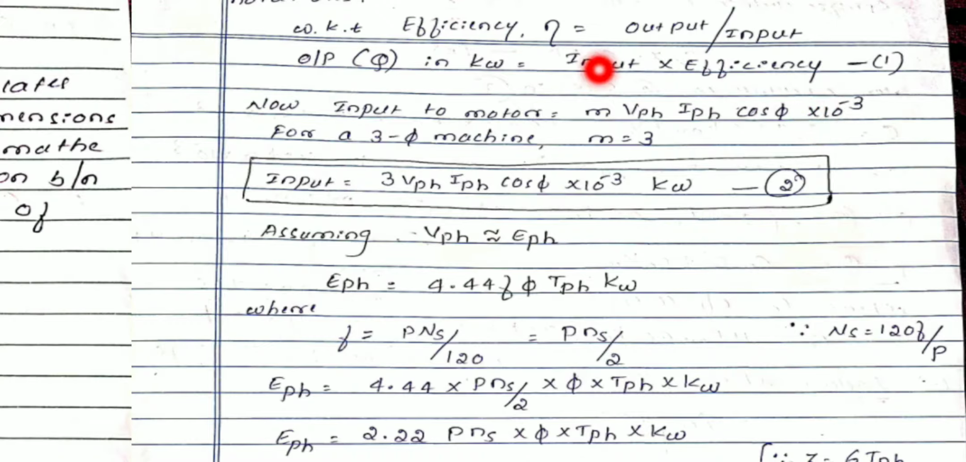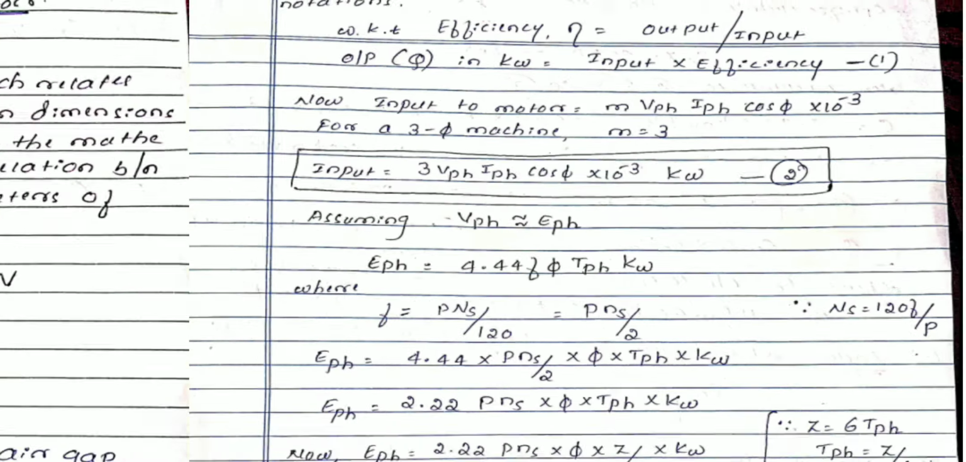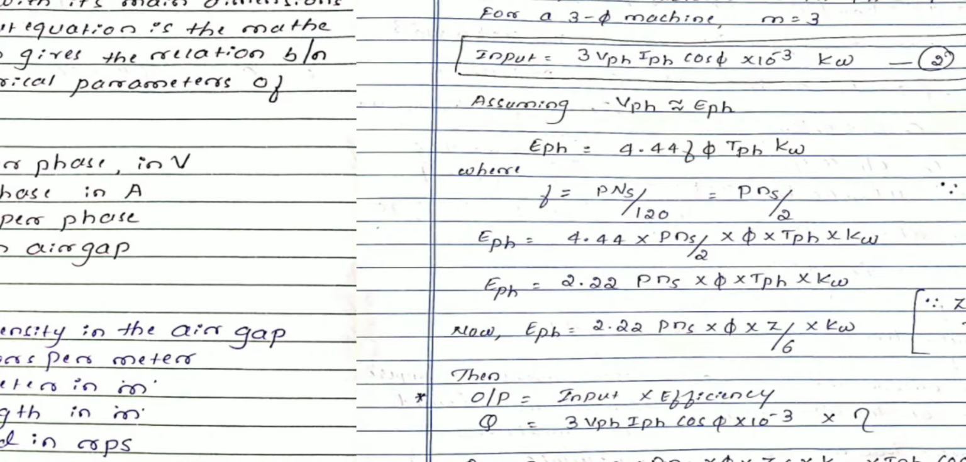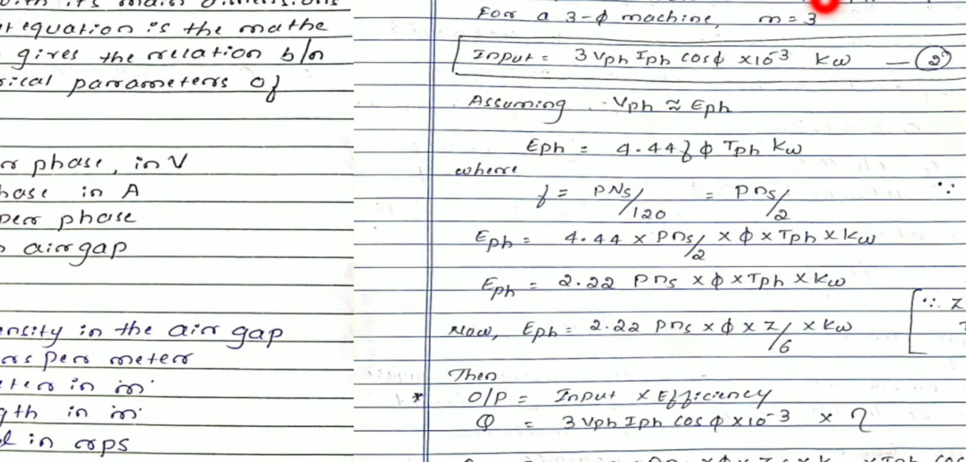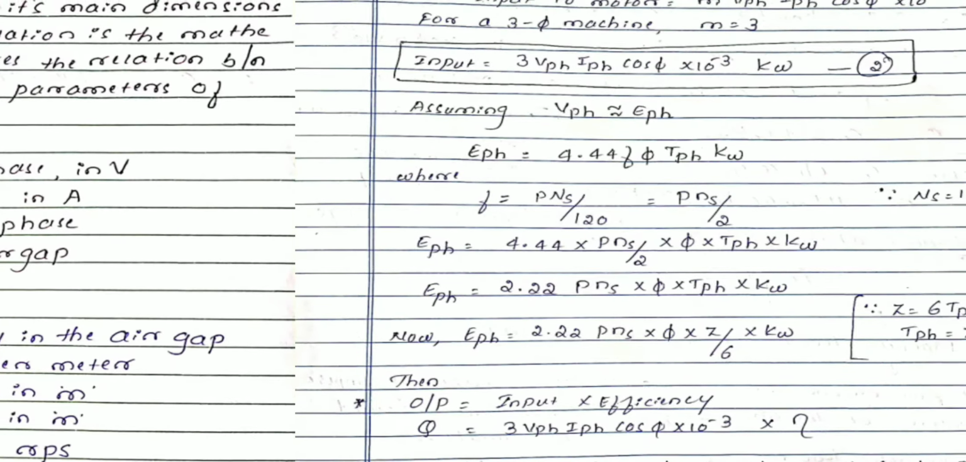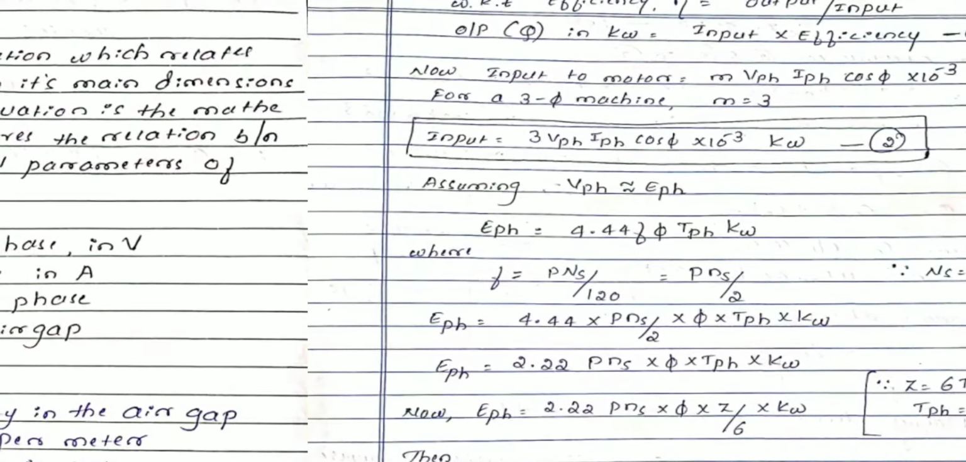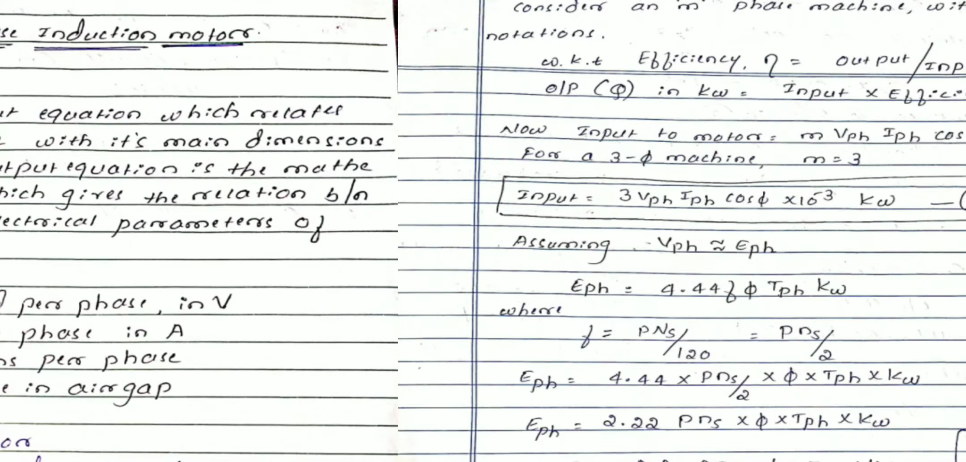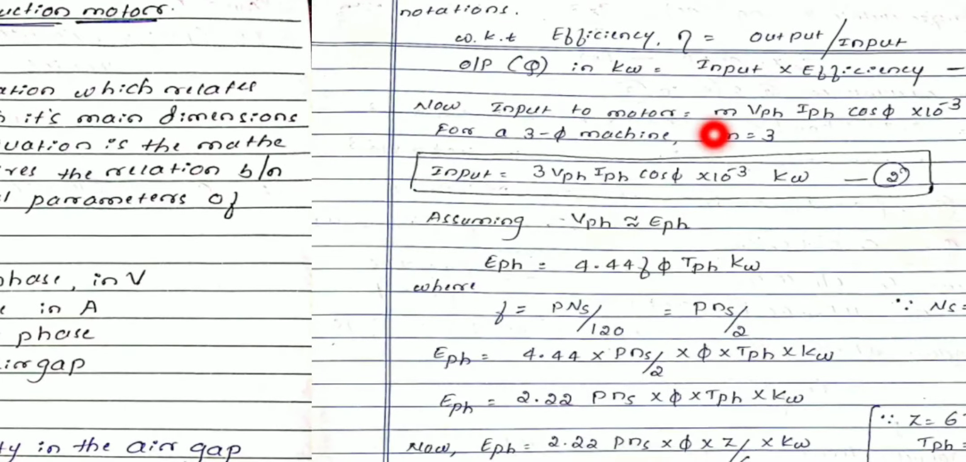So M indicates the number of phases, as I told you. Now we are deriving the equation for the 3-phase induction motor. Then how many phases will be there? M will be equal to 3, so I take M as 3. Then what will be the input now? Instead of M, I will substitute 3 here: 3 VPH IPH cos phi into 10 raised to minus 3 kW. So this is the input.